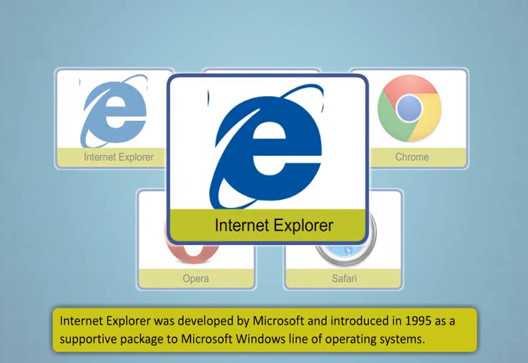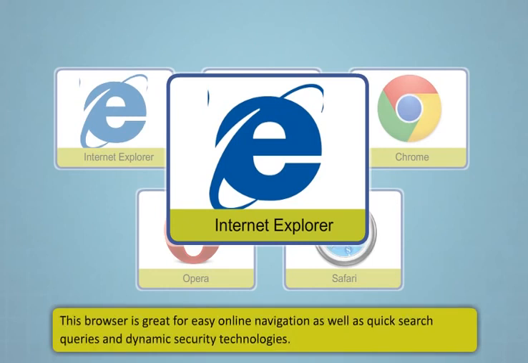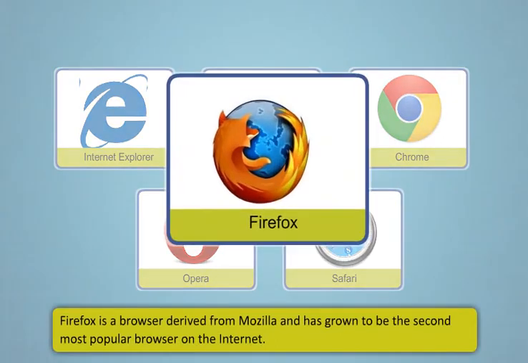Internet Explorer was developed by Microsoft and introduced in 1995 as a supportive package to the Microsoft Windows line of operating systems. This is the most commonly used browser in the world. This browser is great for easy online navigation as well as quick search queries and dynamic security technologies. Firefox is a browser derived from Mozilla and has grown to be the second most popular browser on the Internet. Aren't you using Firefox on your computer, Didi? Yes, that is what I am using in my computer.